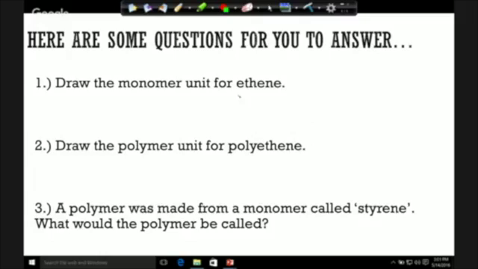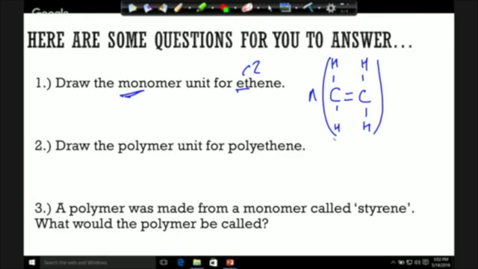For ethene, we need to think that it's got 2 carbons because monkeys eat peanut butter. So we need to draw 2 carbons with our double bond. It's asked for the monomer unit, so we need the double bond intact, and we need to add our hydrogens. And then we need to put our N over here. Now for the polymer unit of polyethene, we need to break that double bond and have our bonds extending through the brackets and our N over here.